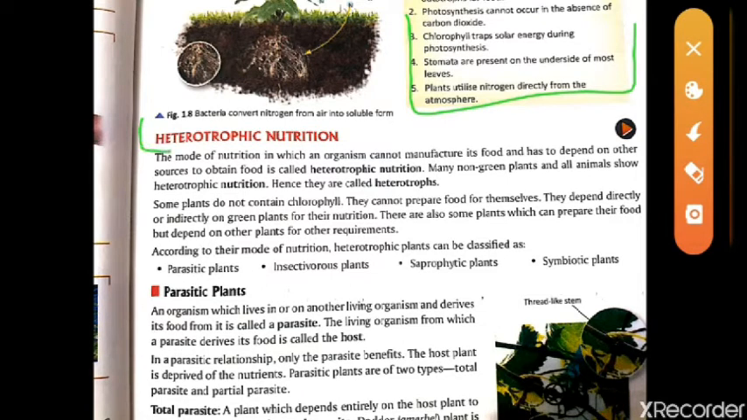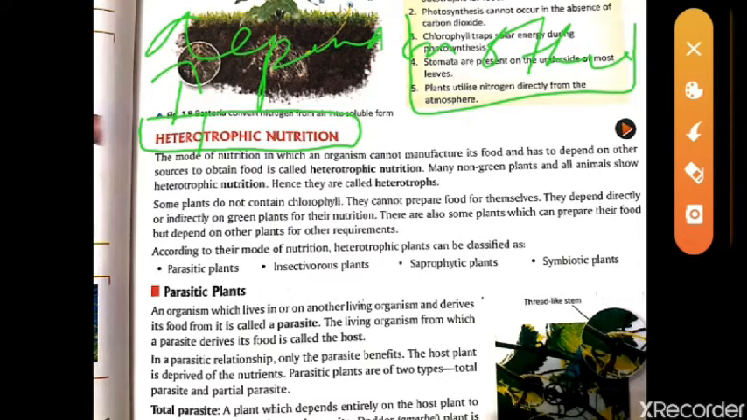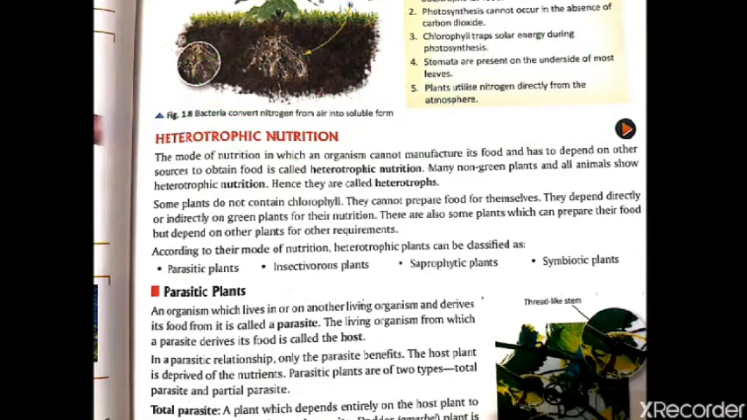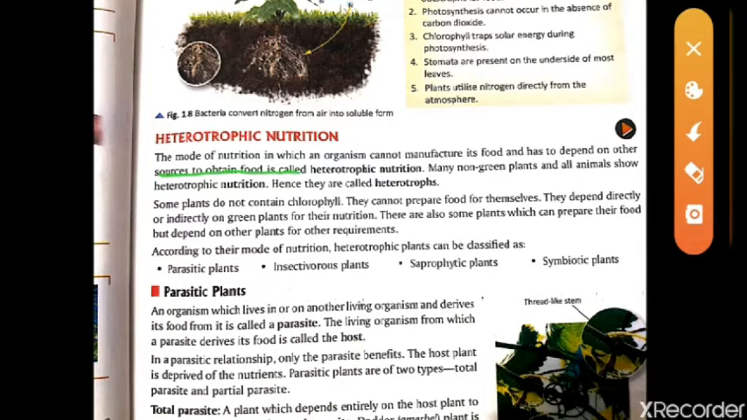Now what is hetero? If we describe heterotrophic, hetero means depend on other for food. That means heterotrophic means the one who cannot prepare their food and depends on other organisms for food. They are known as the heterotrophic mode of nutrition. So let's see what is written in the book. The mode of nutrition in which an organism cannot manufacture its food and has to depend on other sources to obtain the food is called heterotrophic nutrition.